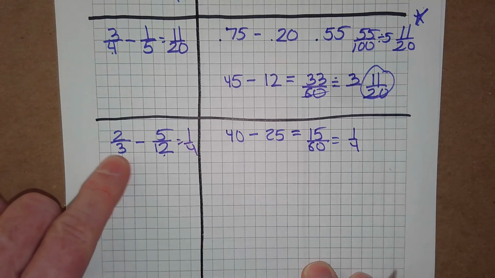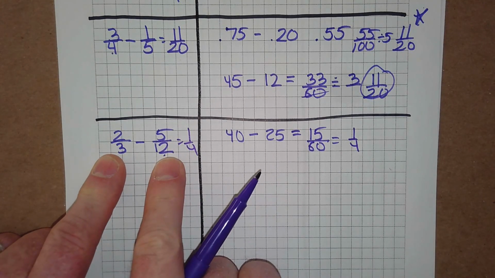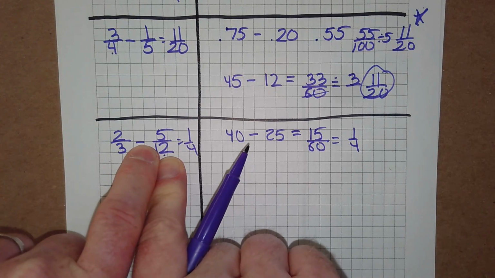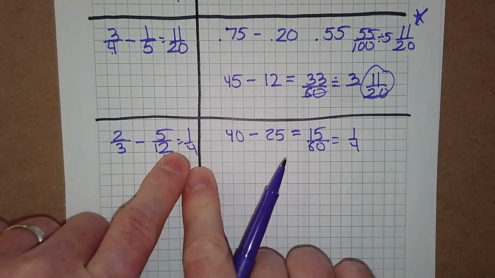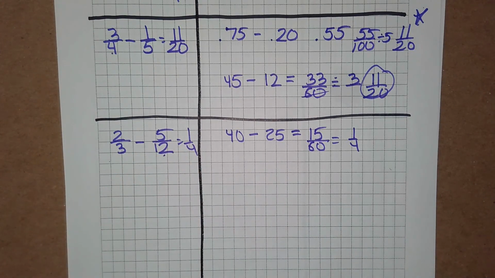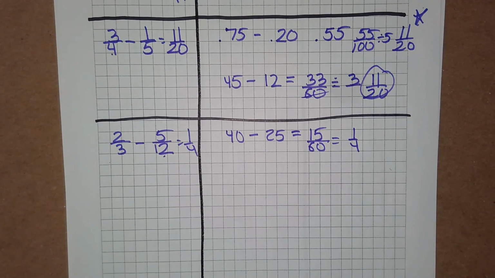So if Chase has 2/3 of a pizza, and Aubrey and her friend eat 5/12 of it for some weird reason, he still has a fourth of a pizza left. I don't know who goes and eats 5/12. You eat a slice. You usually eat an eighth and an eighth and an eighth.